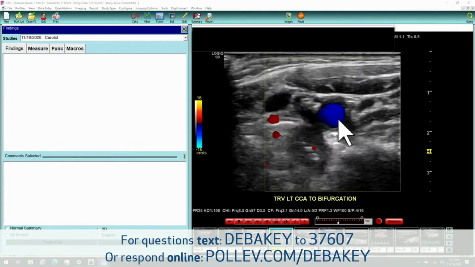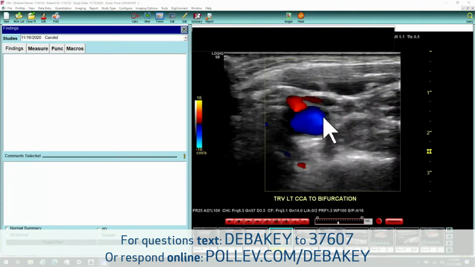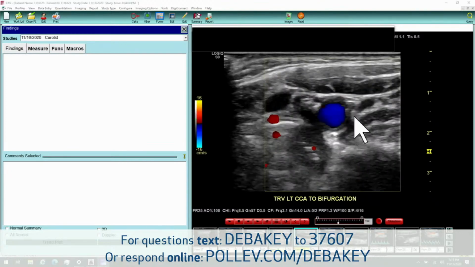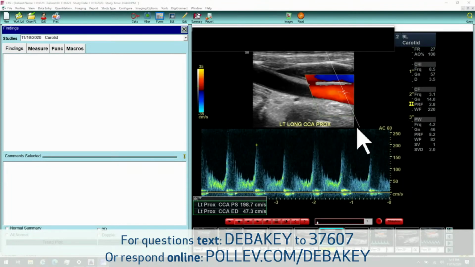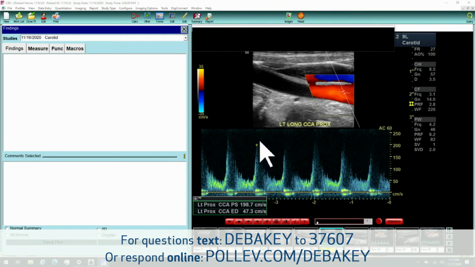All right, seeing some aliasing in the bulb to the ICA, I believe. So we have the medial side, lateral side. Lateral side's typically your ICA. And from the get-go, common carotid proximal segment, we are seeing elevated velocities and turbulence. And diastole is 47 centimeters a second. So with this waveform already, what do you think, Dr. Garami?